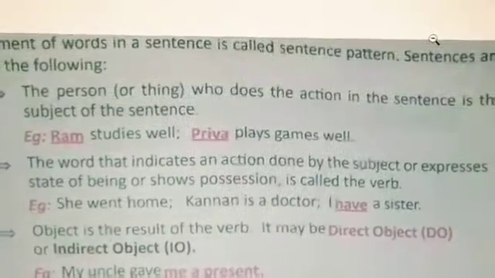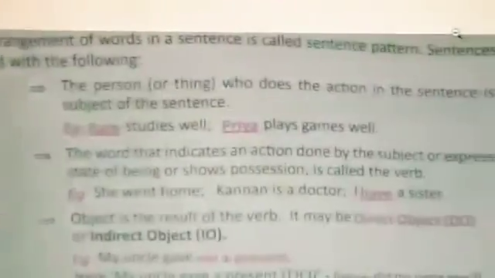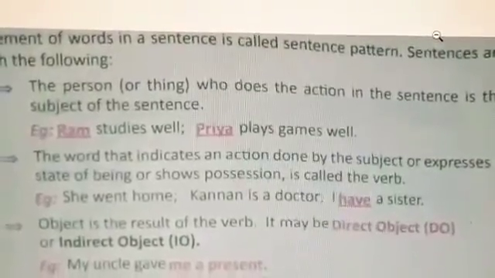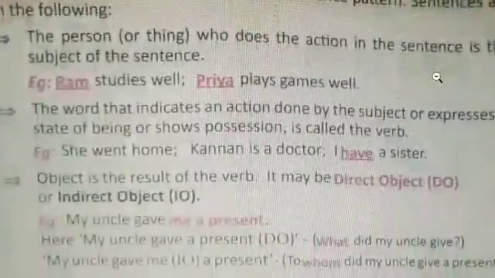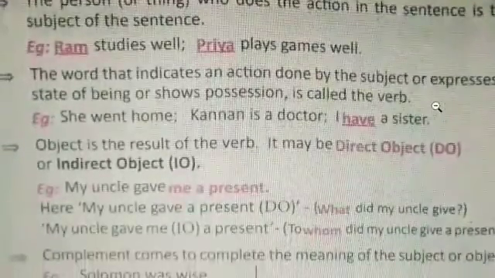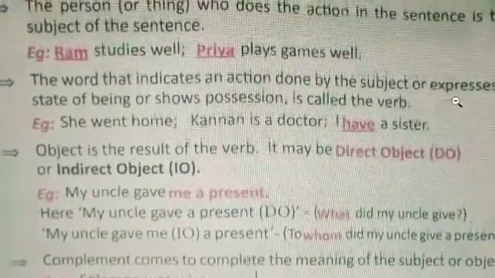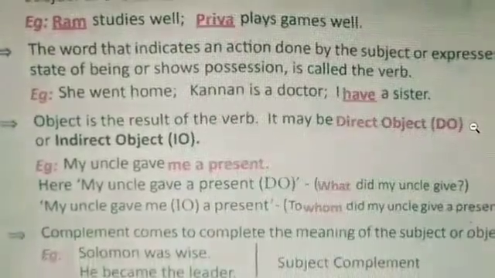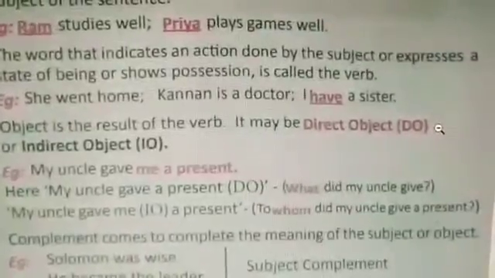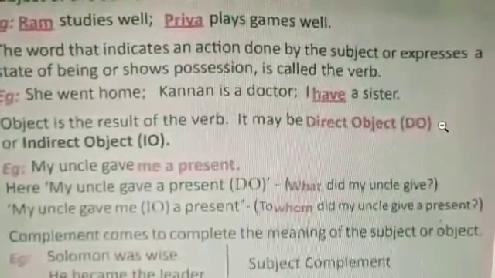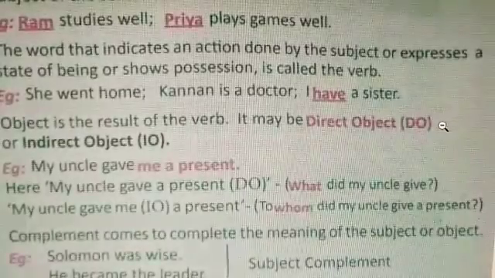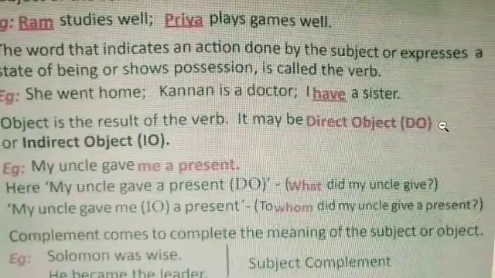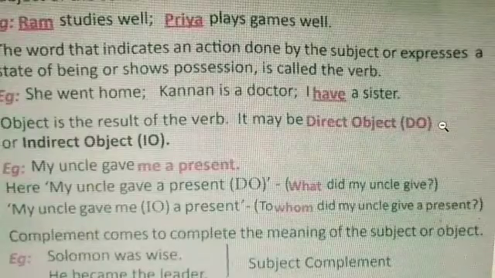Coming to the third component, object. Object is the result of the verb. It may be a direct object, that is DO, or an indirect object, IO. Example, my uncle gave me a present. Understand, children? Here, my uncle gave a present. What did my uncle give? Present. So it is the direct object. When you ask the question what, it is the direct object. Direct objects will always be things.